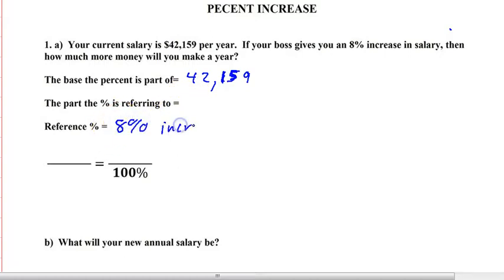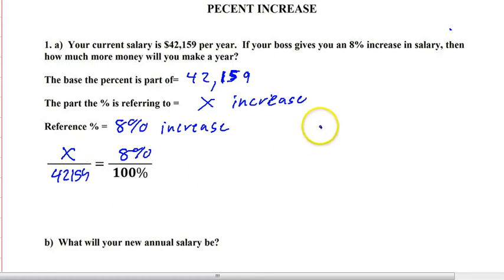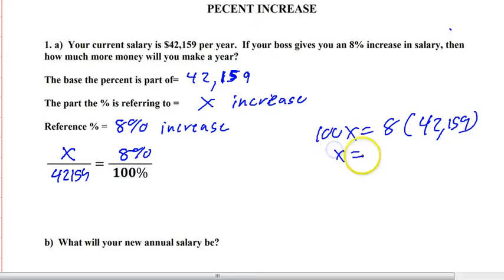Alright, and then we have an 8% increase. So we put the word increase. Remember, always put that word after it. So that means our part will represent the increase, and that's what we put there as an X. So we put our 8%, put X because those two go together. And then we put the 42,159 here. Cross multiply. Divide by 100. I think you guys got the idea on this by now.